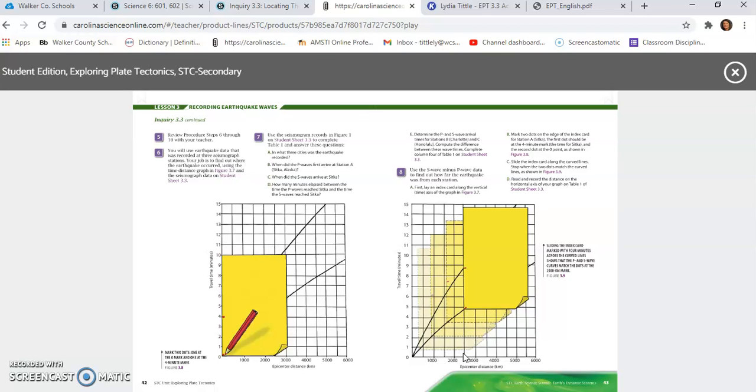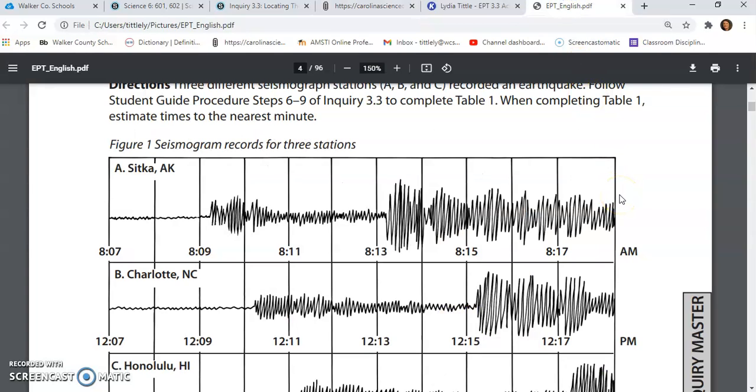Okay, now let's switch over to our CAMI document for just a moment, and let's look at the information that's there. First you have 3 different seismograph stations. You have Station A, which is in Sitka, Alaska, Station B, which is in Charlotte, North Carolina, and Station C, which is in Honolulu, Hawaii. And on each of these seismograms, you can see the time that the earthquake wave started there. You can see the arrival of the P waves and then the arrival of the S waves.